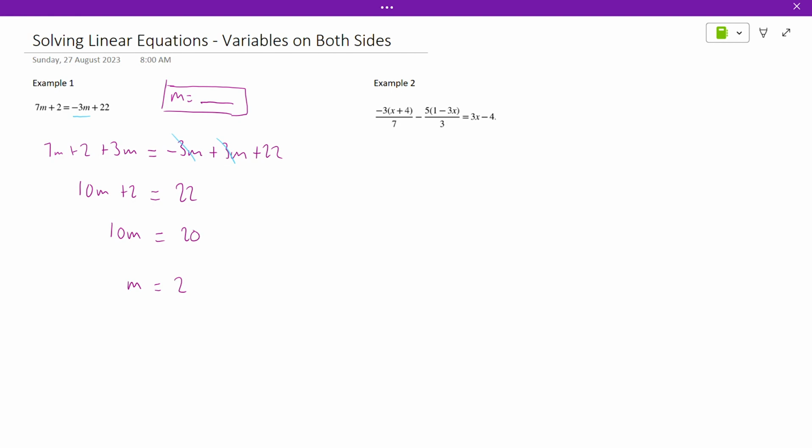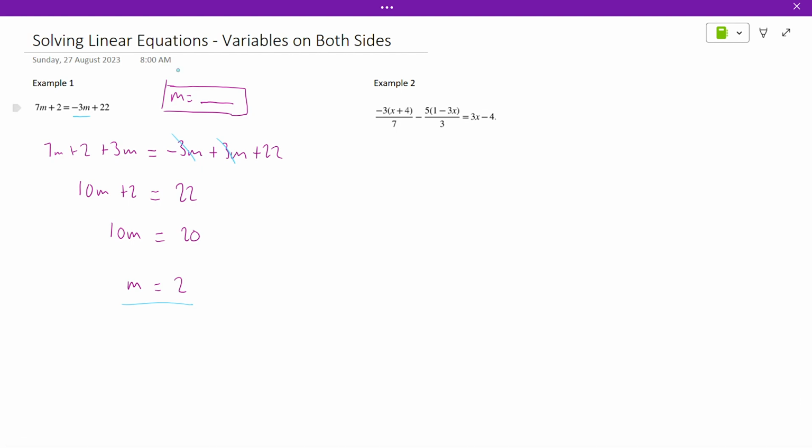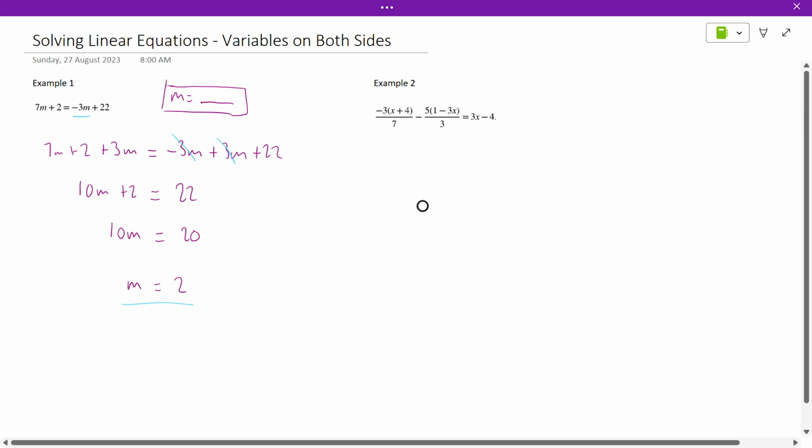You could, if you wanted to, substitute m equals 2 back into your original equation. So instead of 7m, you would have 7 times 2. And then on the other side, instead of negative 3m, you would have negative 3 times 2. And if both sides of the equations are equal, then you know you've done it correctly. We're not going to do that for now, but that is a way to verify your answer. Second one, let's have a look.